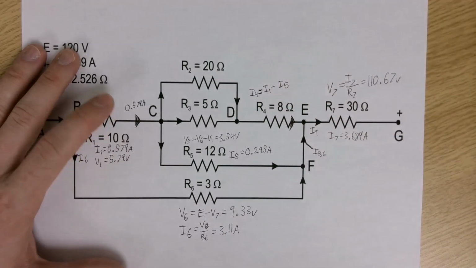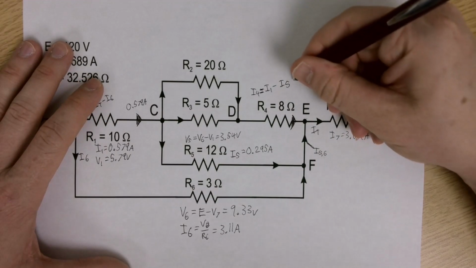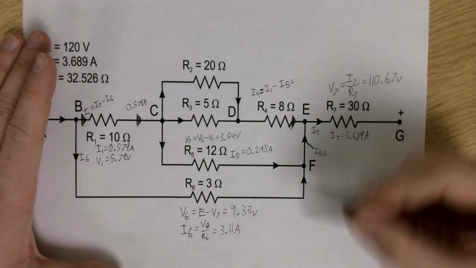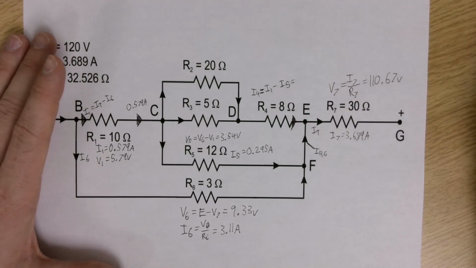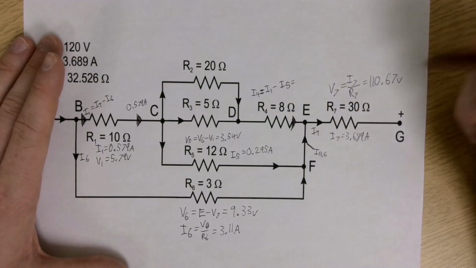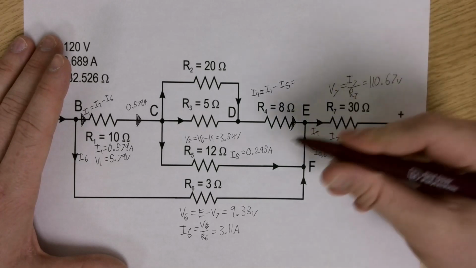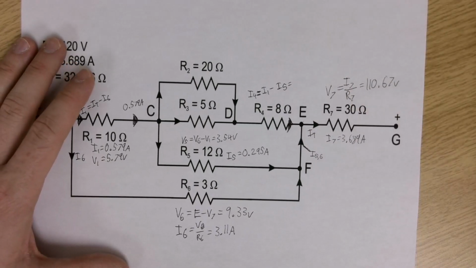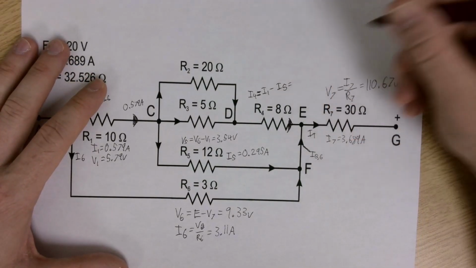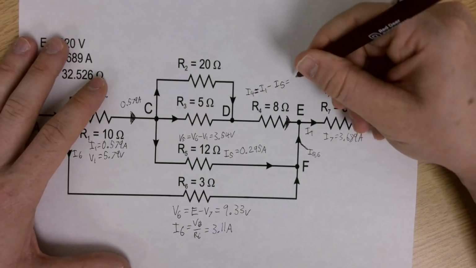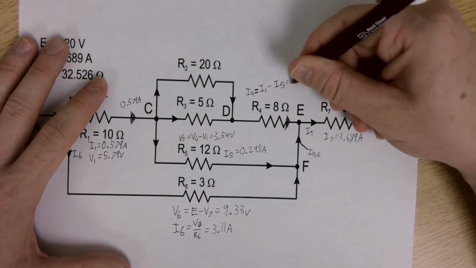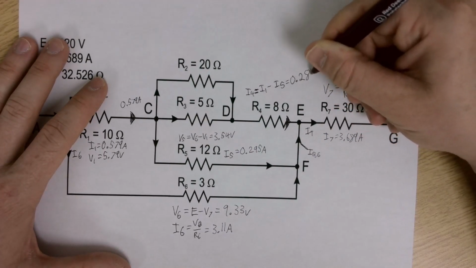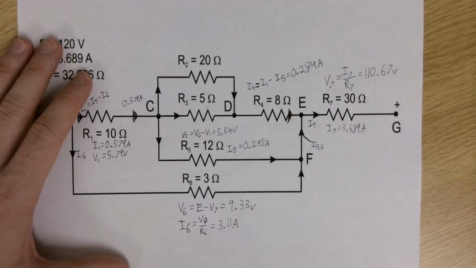I apologize if my writing is not visible. These can start to get really messy if you're not careful and organized. I'm doing this in pen because I believe in myself, but I highly recommend doing these in pencil. Otherwise, if you make a mistake, you basically just have to throw out the whole piece of paper. Anyway, so I4 is going to be equal to 0.284 amps. Awesome.